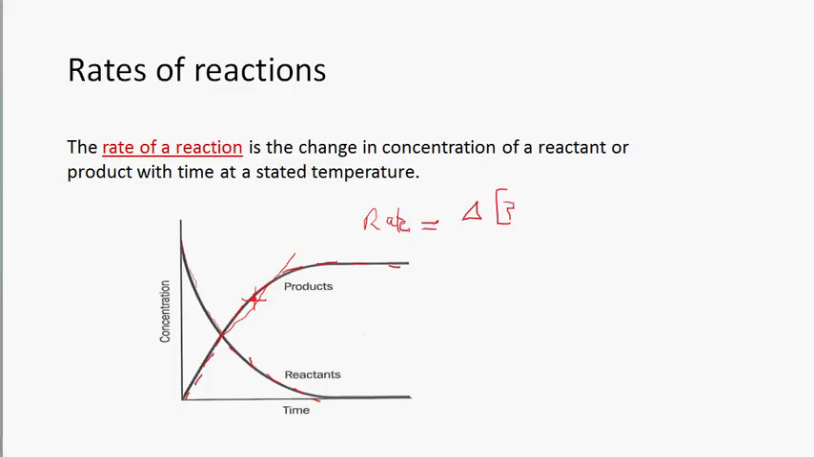So we write products. So delta is change. So change in products over the change in time. So this is how we define rate. So make sure you are clear as to what the definition is. It is the change in concentration of the products with time at a stated temperature. And the reason why we say at a stated temperature is that temperature affects the rate of a reaction.